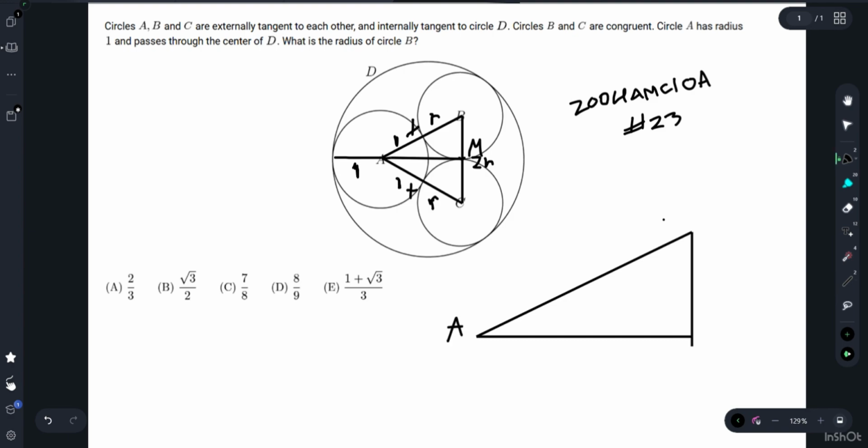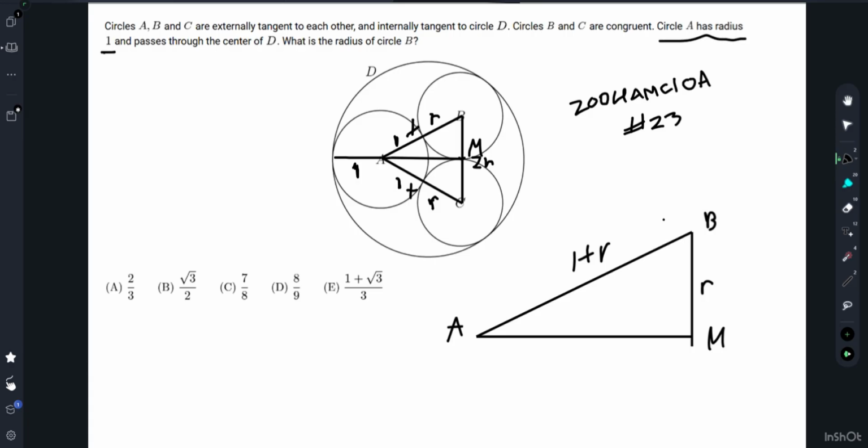And we have A here, we have B here, and we have M here. This is 1 plus R, and this is R. But there's still one piece of information we haven't used. We know circle A has radius 1 and passes through the center of D. So let's call the center of circle D OD. So we have OD somewhere here.